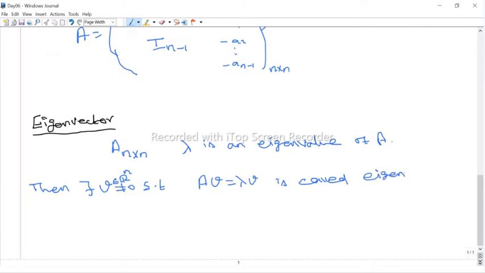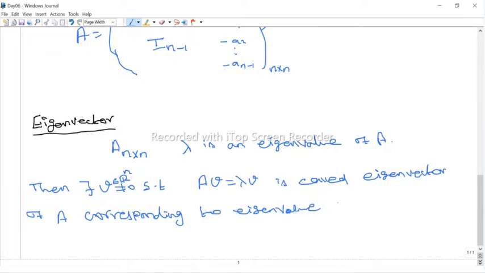So a non-zero vector V such that AV equals lambda V is called an eigenvector of A corresponding to the eigenvalue lambda. So given any eigenvalue, we can find an eigenvector corresponding to that. We can find many non-zero vectors V satisfying the equation AV equals lambda V. Therefore, this V is not unique. For a given single eigenvalue, you will get infinitely many eigenvectors.